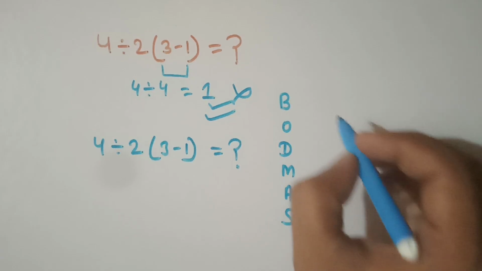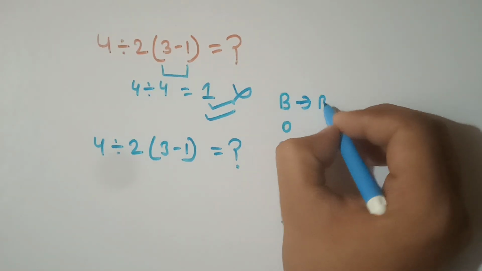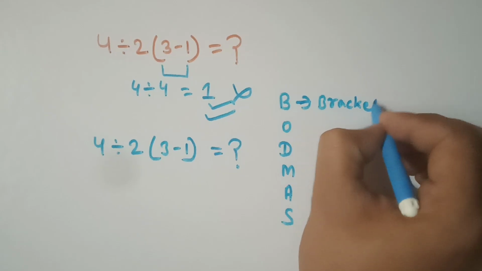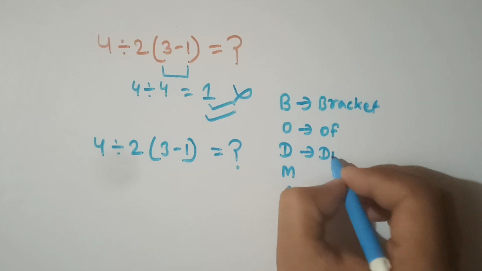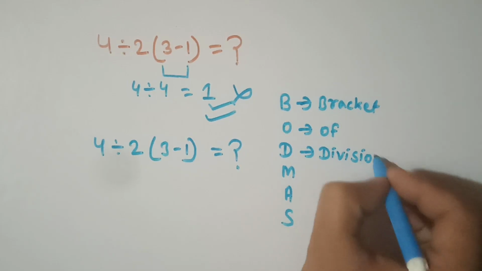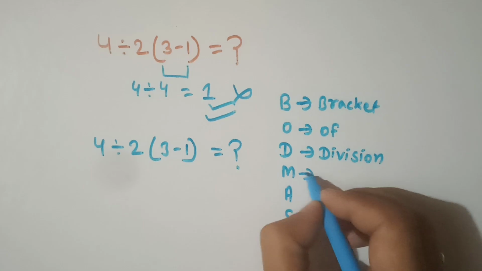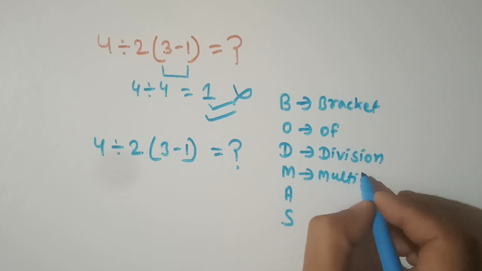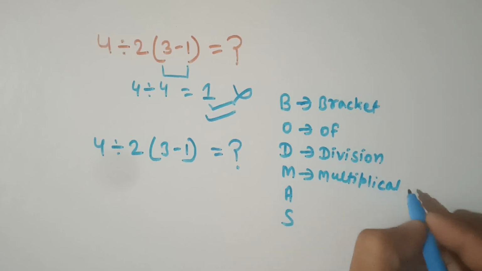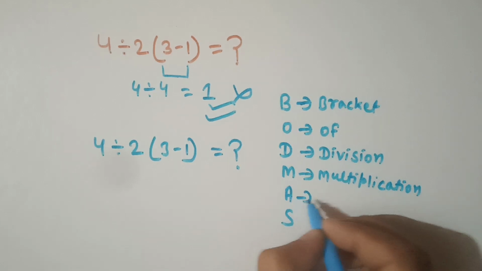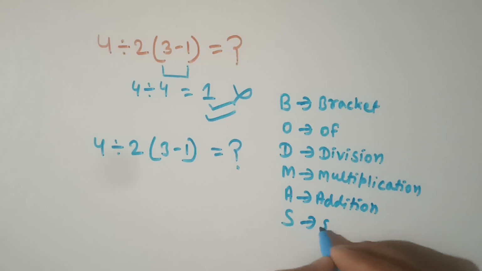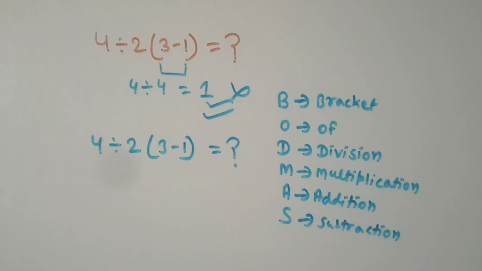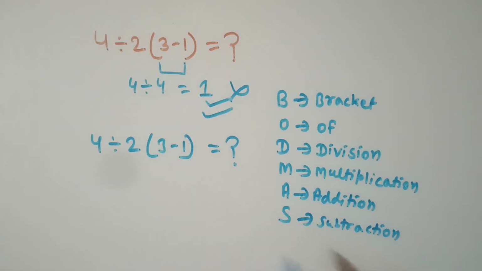Here B stands for what? Bracket. O means what? Of. D means what? Division, or divide. M is what? Multiplication, or multiply. A is what? Addition. And the final S is what? Subtraction, right? Subtraction or subtract. So this is the rule for solving this type of question.